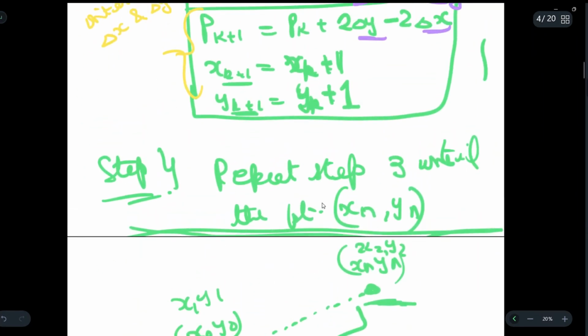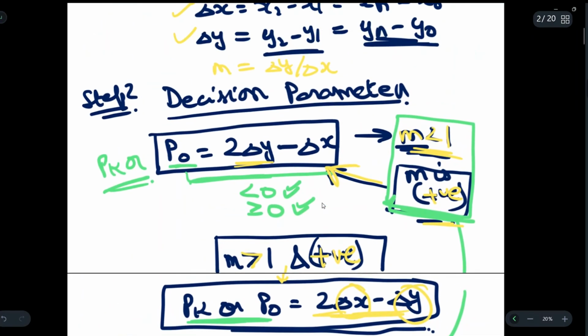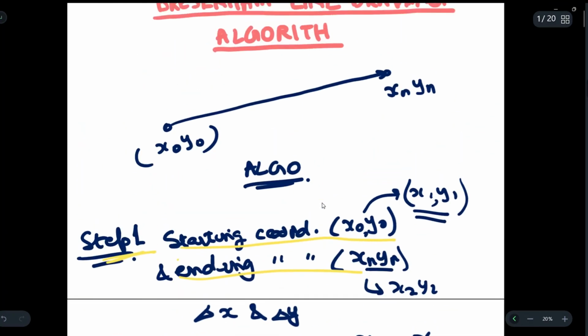So these are our 4 steps that we have to follow, and this question can be asked in the exam to write the algorithm for Bresenham line drawing algorithm.